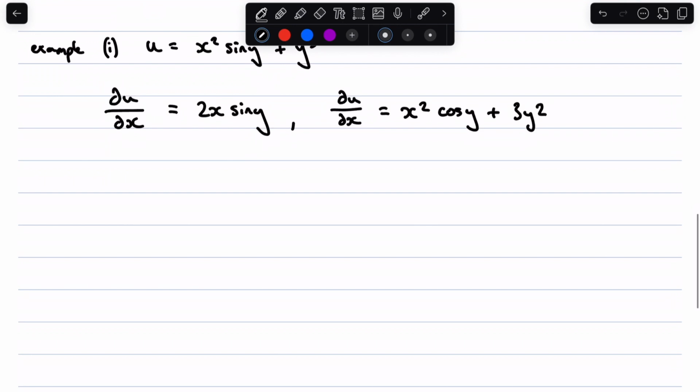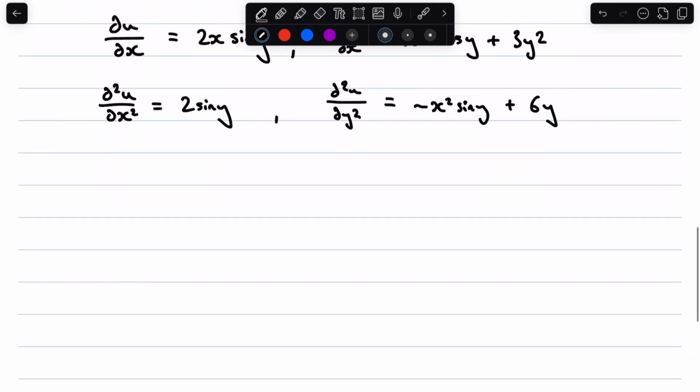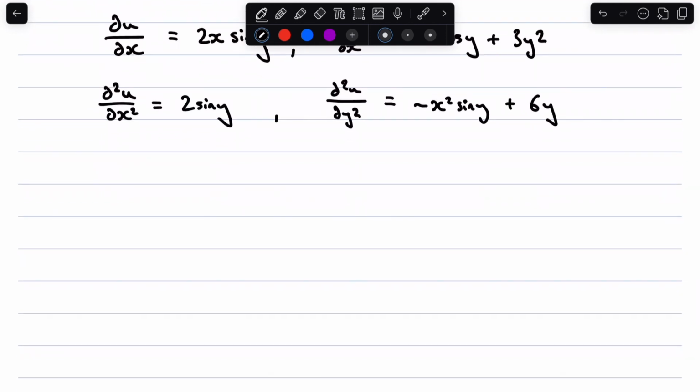And then if we take that further for our higher derivatives, we'll have d squared u by dx squared equals d by dx of du by dx, and so that's just going to be 2 sine y. We can differentiate that with respect to x and we get 2. And then if we look with respect to y, we get d squared u by dy squared equaling minus x squared sine y plus 6y.